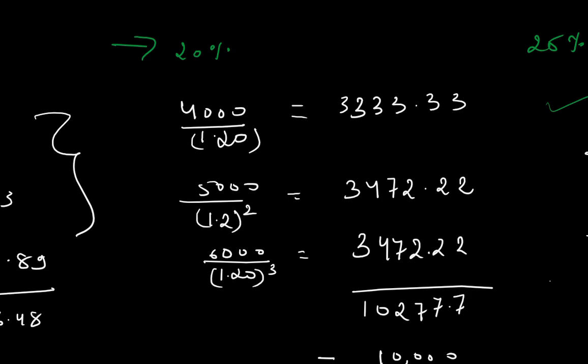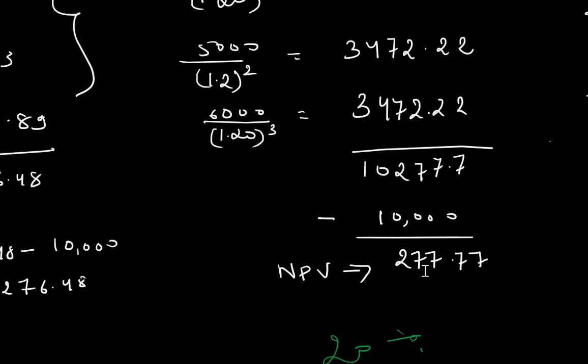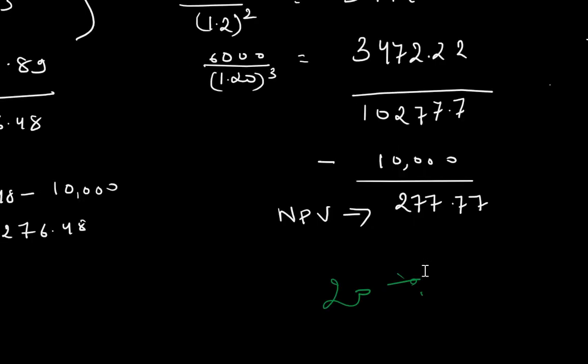So now after adding all the present values and subtracting it with the initial investment, I have got the NPV, which is 277.77. Now notice that NPV has reduced significantly. This happens because as the discount rate increases, the value of future cash inflows decreases. However, the NPV is still positive, so we will increase the discount rate once again.